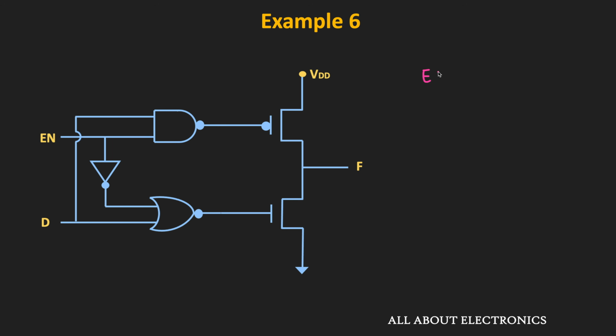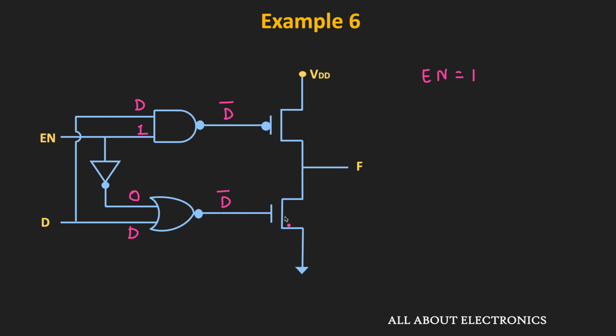Similarly, now let us see the output whenever the enable input is equal to 1. So whenever this enable input is equal to 1, then the second input to this NAND gate will be equal to 1, while the first input will be equal to D. That means the inputs to this NAND gate are D and 1. And in this condition, its output will be equal to D bar. On the other hand, since the enable input is equal to 1, the output of this inverter will be equal to 0. And the second input to this NOR gate will be equal to D. That means the inputs for this NOR gate are 0 and D. And therefore, its output will be equal to D bar.